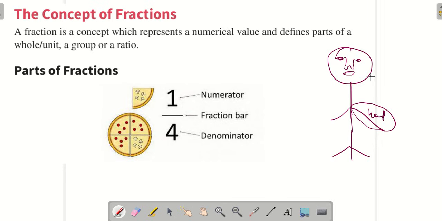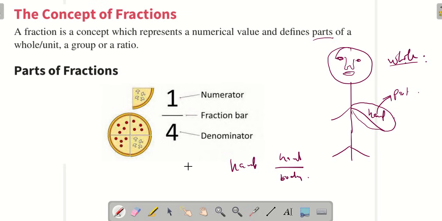So we are saying that the hand here is called a part, and the whole body is the whole, the whole fraction. Whenever we talk of fraction, we are looking at parts to whole. So what part? The hand to the whole body becomes a fraction. So hand over body becomes a fraction.